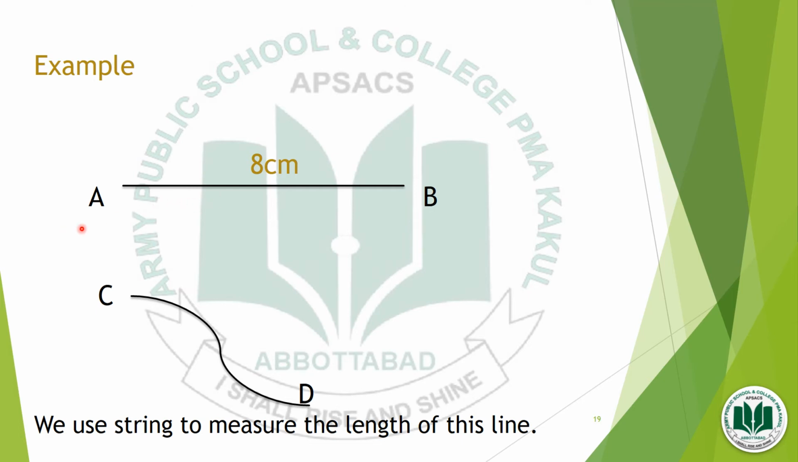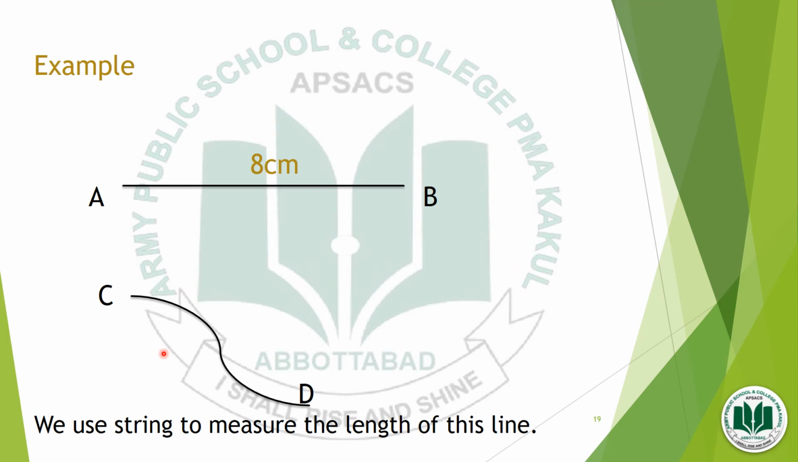Suppose you have this line AB, and you have to measure the length of this line AB. For measuring the length of AB, we will use the scale. Just put the scale and measure the length. Now we have another line CD. As you can see, this is not a straight line. We cannot measure the length of this line with the help of scale.